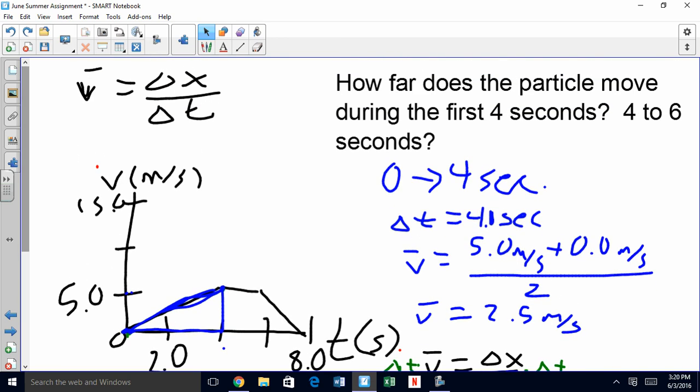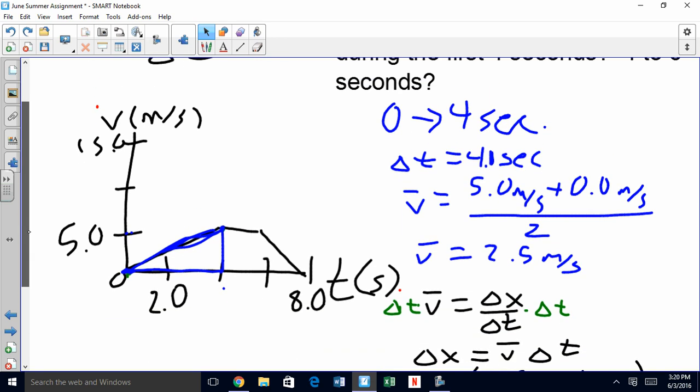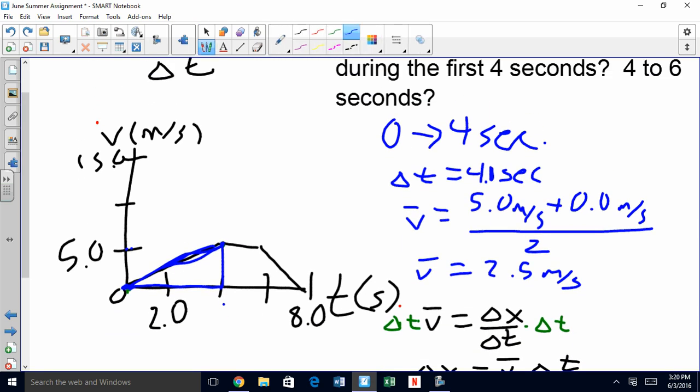All right. They want us to figure out 4 to 6 seconds as well. And actually, I'm going to try thinking of it area-wise first. If I think of 4 to 6 seconds as just being the area underneath this line here, well, this is 2 wide by 5 tall. 2 times 5 is 10.